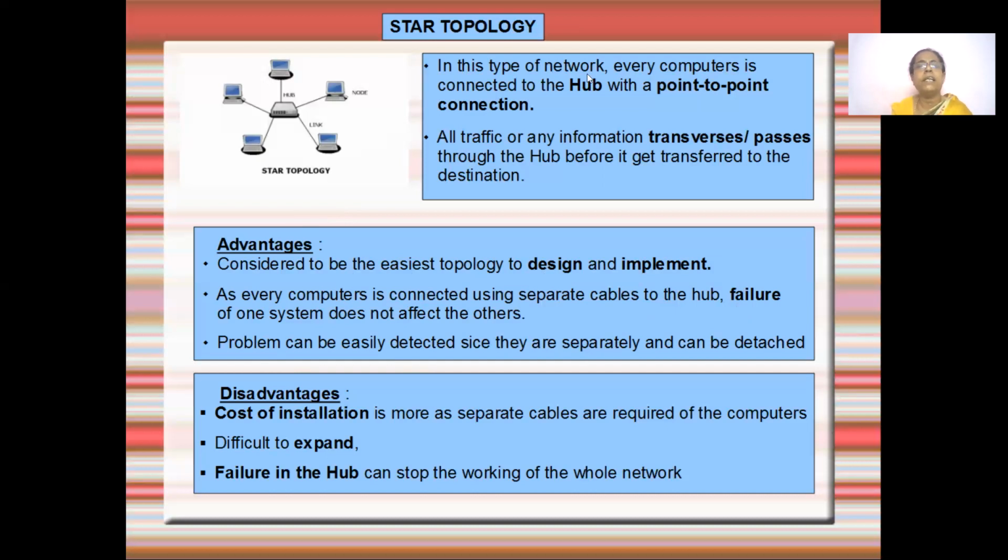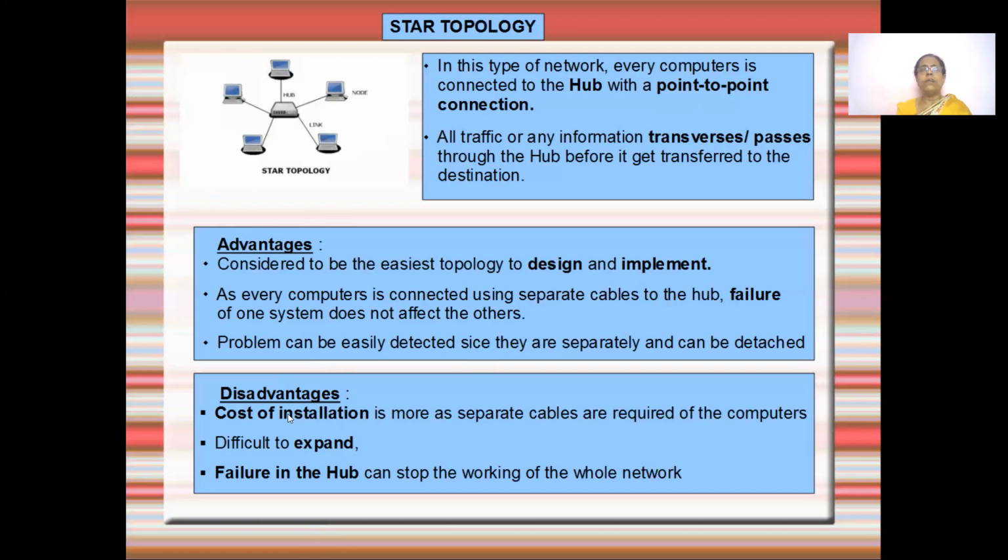They can be detached. Anything that is not working can be detached, just removed from this connection. So the disadvantages: it definitely is costly because each computer has to be arranged with a separate line. So it's expensive and very difficult to expand. Depending upon the number of ports, you can add some computers, but it's very difficult to add more. I think you would have to put another hub to add some more computers.